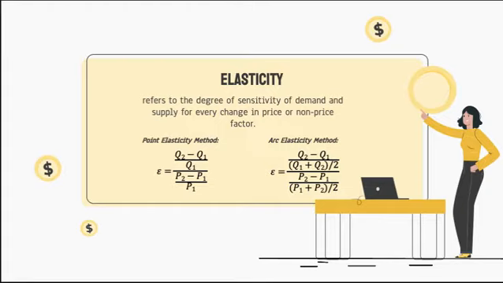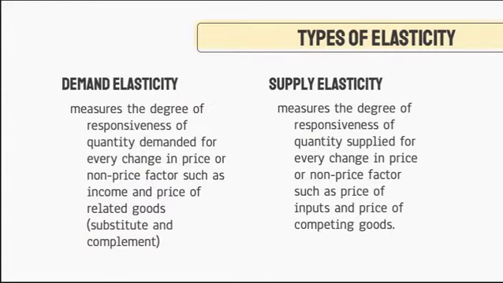It is usually computed using the formula point elasticity method and arc elasticity method, where the epsilon sign stands for elasticity, then P stands for prices, and Q is quantity demanded or quantity supplied. Note that in the succeeding concepts of this unit, we are going to use arc elasticity method. There are two types of elasticity, the demand elasticity and the supply elasticity.